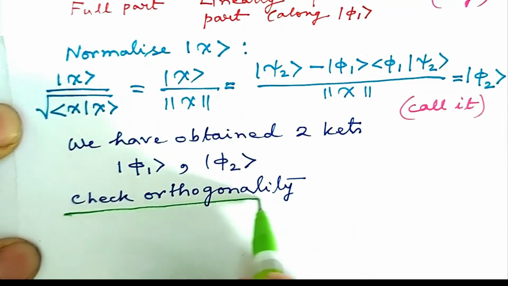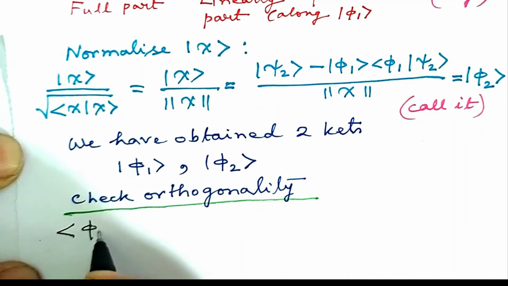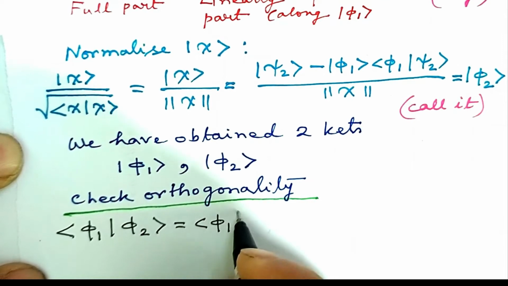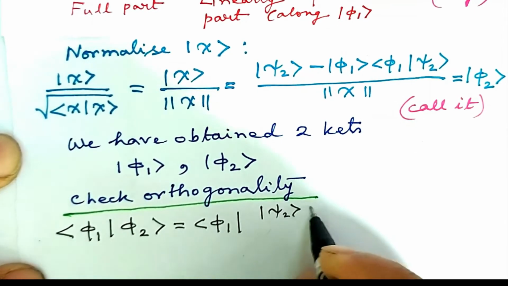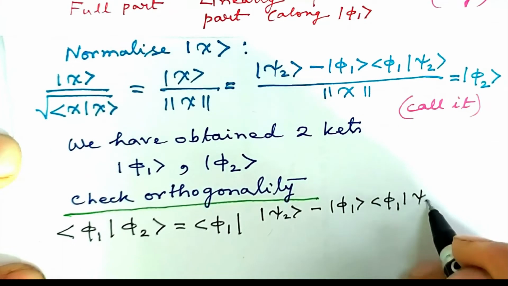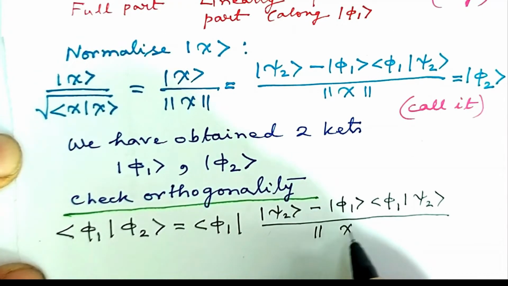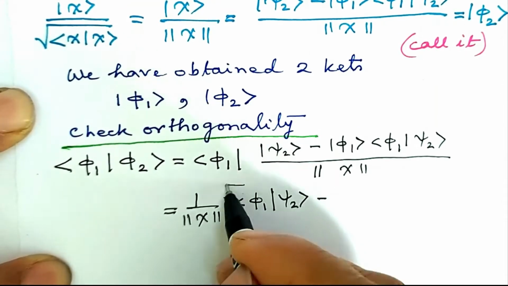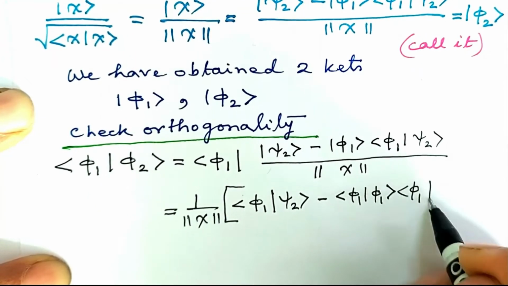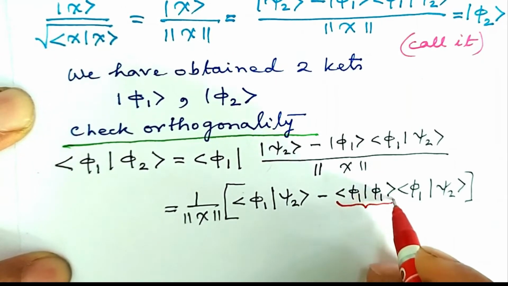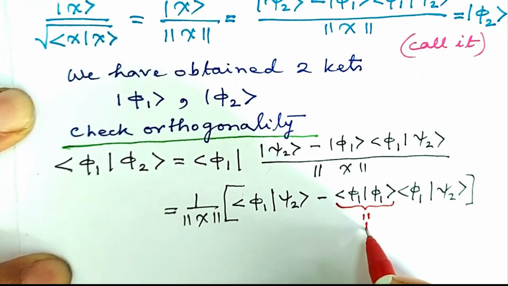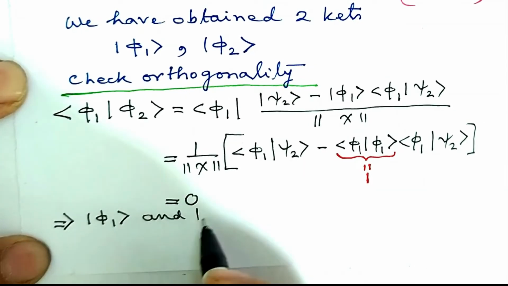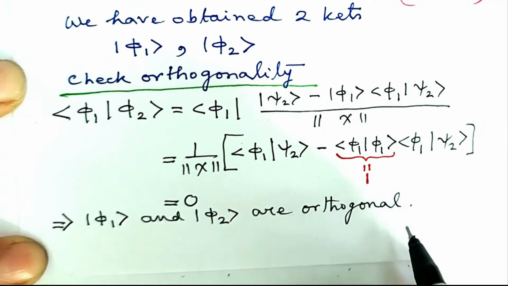Check orthogonality. Consider the inner product bra phi 1 ket phi 2. This is equal to bra phi 1, and let us put the expression for ket phi 2. Since ket phi 1 is normalized, the inner product is 1. So this is 0. This implies that ket phi 1 and ket phi 2 are orthogonal.